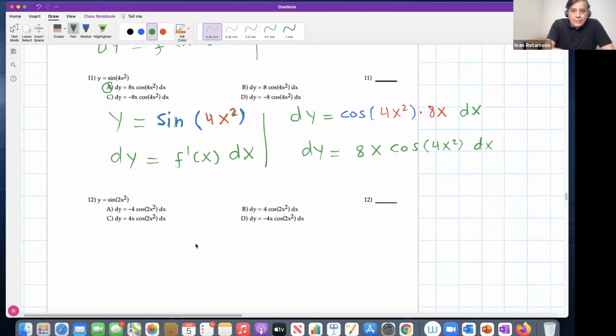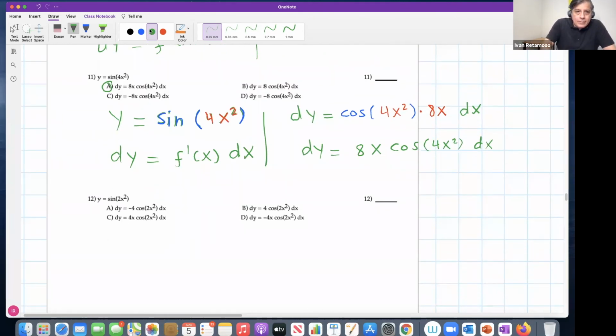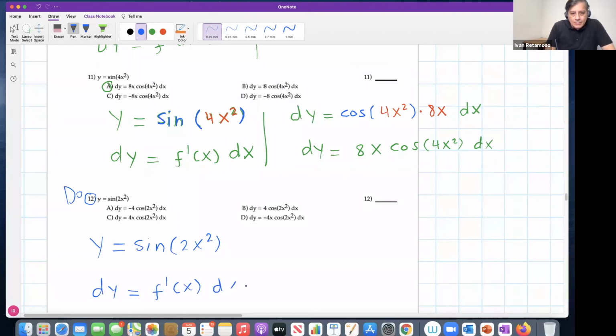Try to do number 12 now on your own, and then we'll move on. The function is y equals sine of 2x squared, right? Figure out the relationship between the differentials, differential of x and differential of y. And then we will go ahead with an application. One more, and then we'll go over the applications.